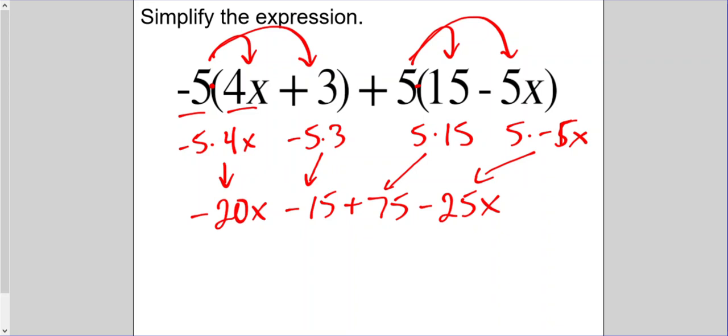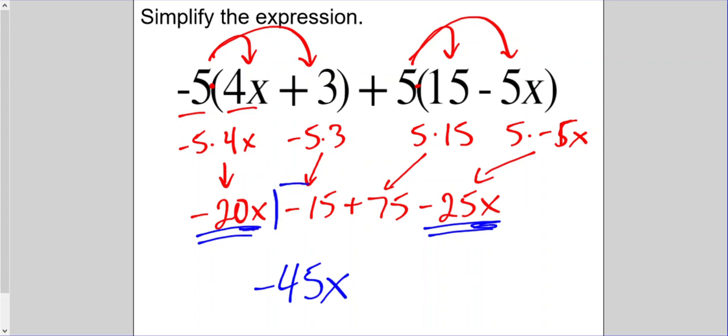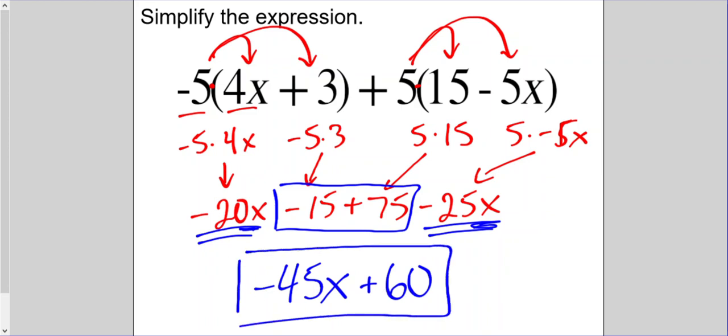So I distributed. That's my multiplication step. Now I have to do my adding or subtracting, which is really just combining like terms. Those two both have an x just to the first power. Now I add those coefficients together, negative 20 and a negative 25 added together is a negative 45, and that x stays attached to that term. And then in the middle I have these two constants that I can also add together. Negative 15 plus 75 is a positive 60. And that is as simple as that answer gets.